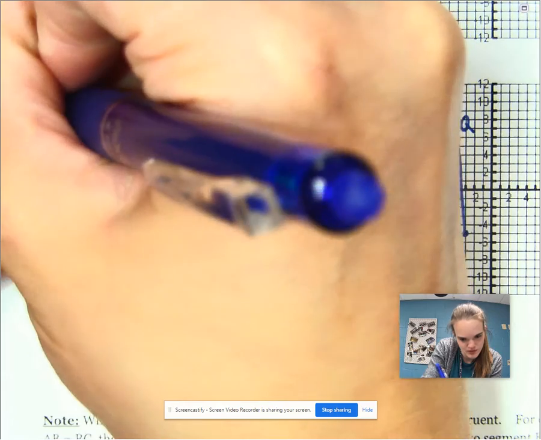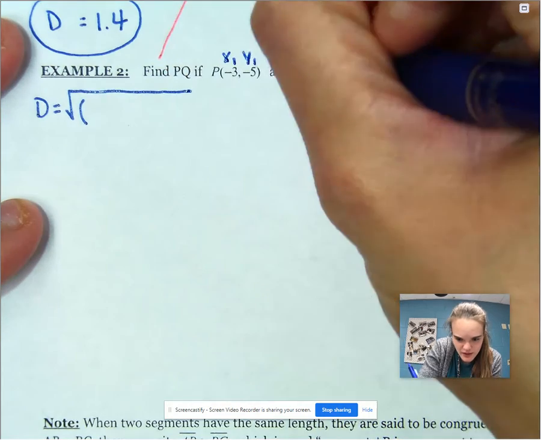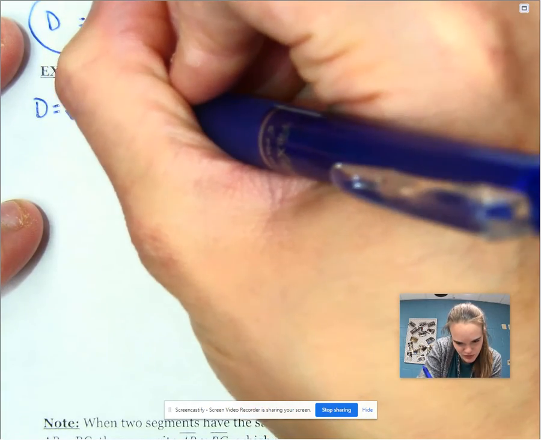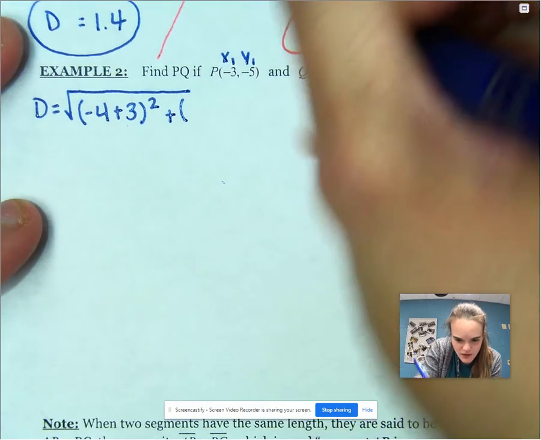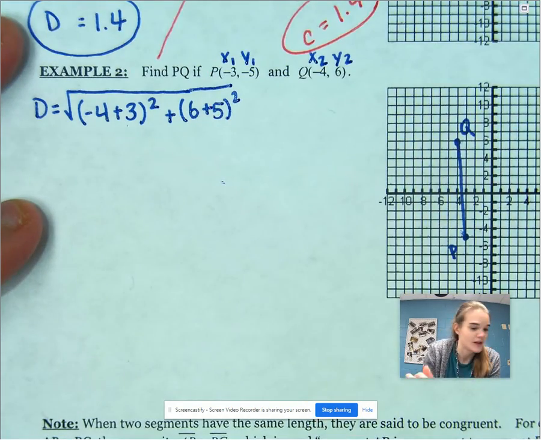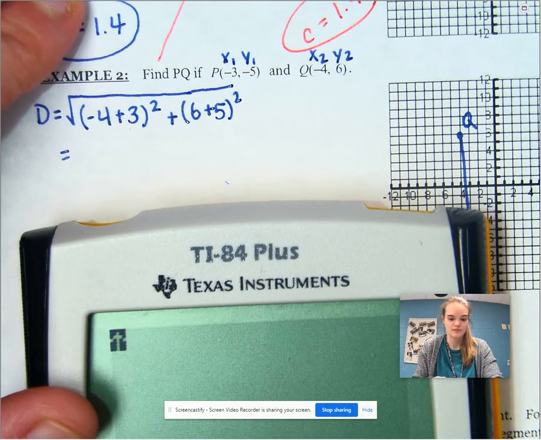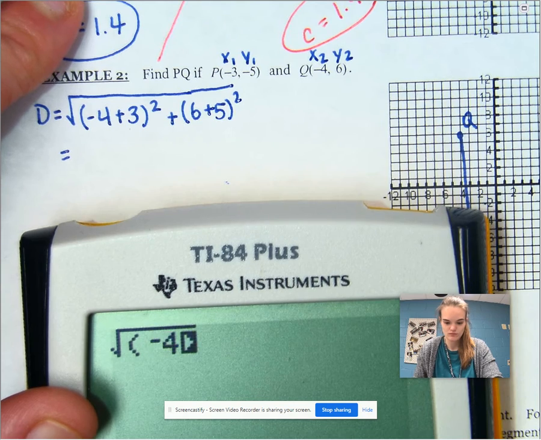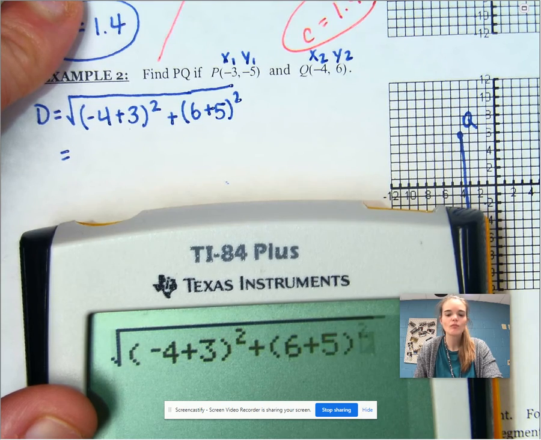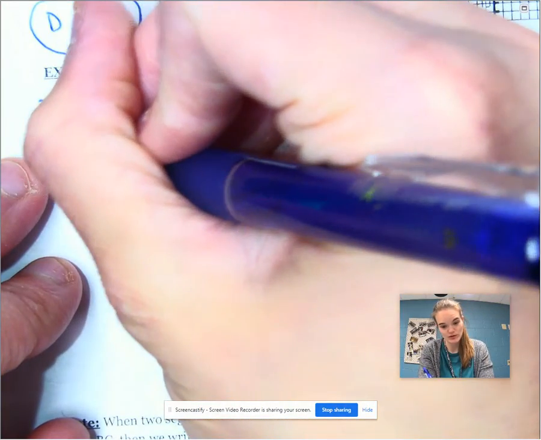QP, distance formula. X1, Y1, X2, Y2. -4 minus -3 is the same as +3 squared. 6 minus -5 is +5 squared. And I'm going to plug this straight in my calculator. I'm not going to sit and do all the steps. I do have to put 0.0 because it's nearest tenth, but you don't round up because it's 4.